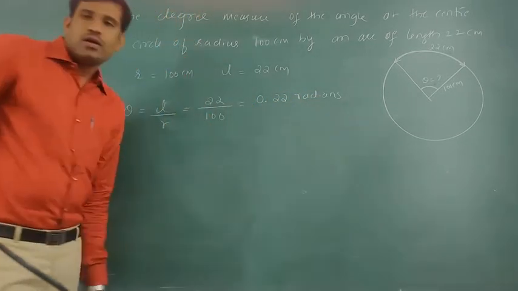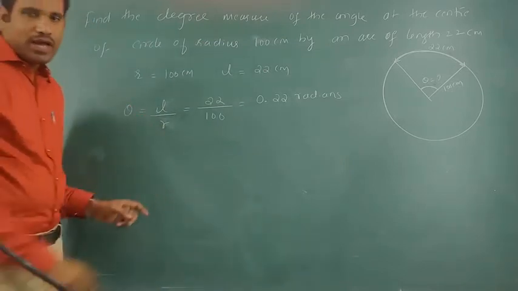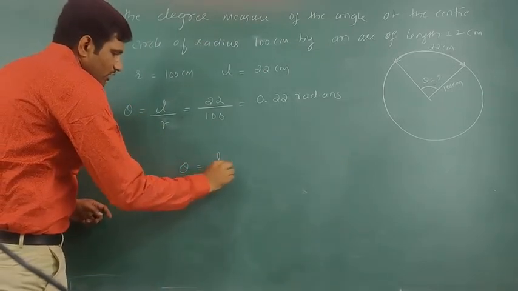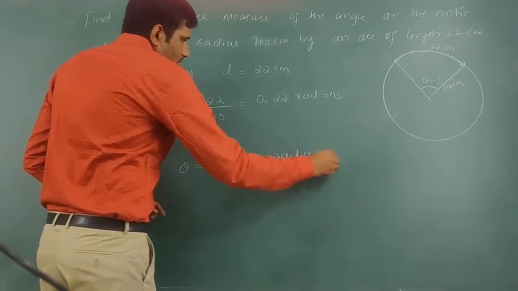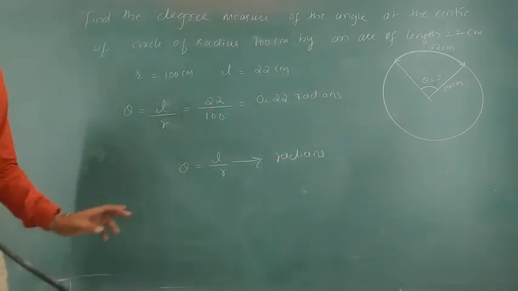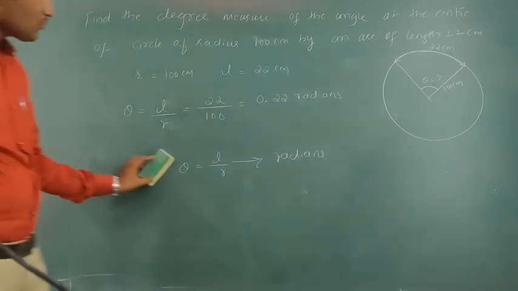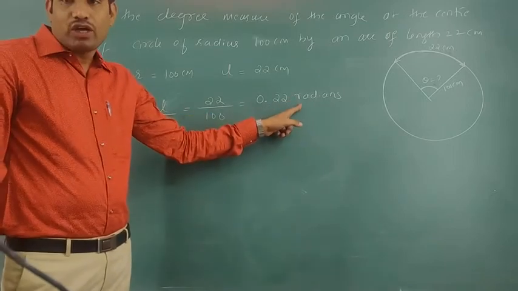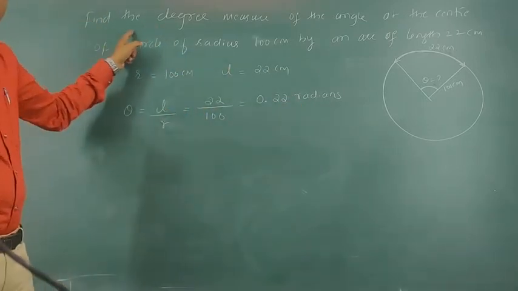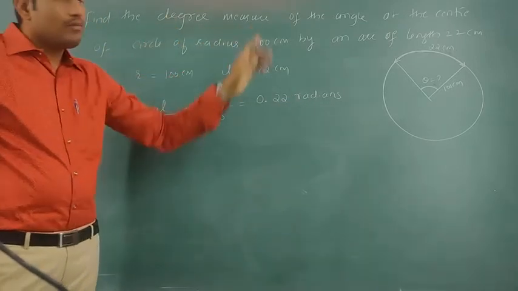Keep in mind, when we use the theta is equal to L by R formula, that answer is always in radians. So now we are getting the answer as 0.22 radians. Now we have to convert these radians into degrees, because the question asks: find the degree measure of the angle.